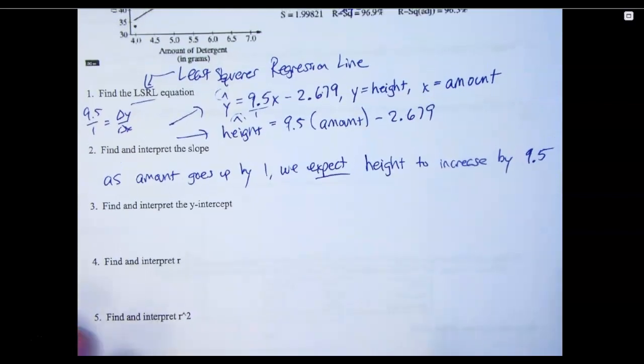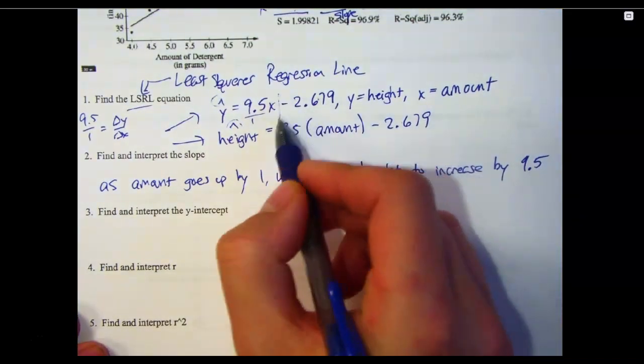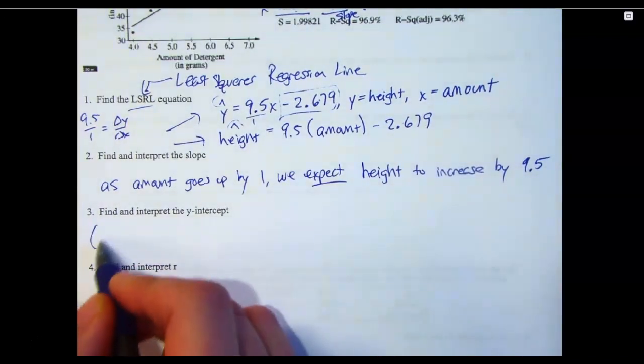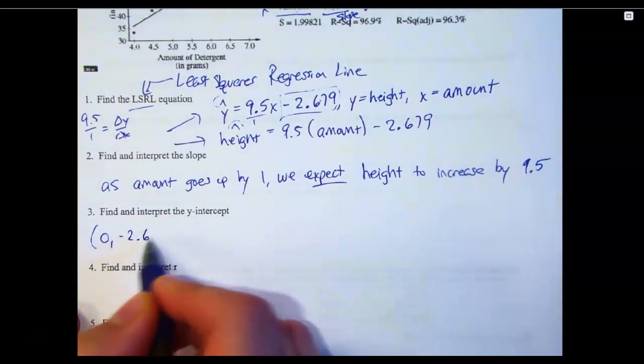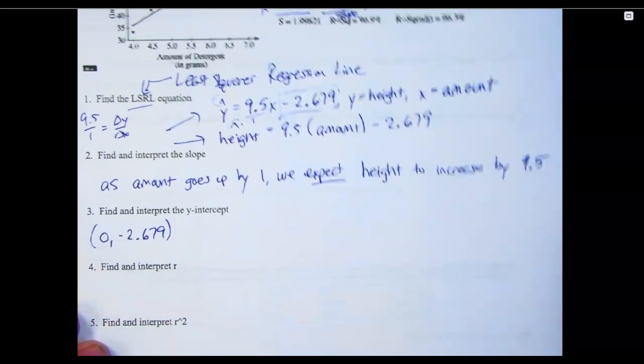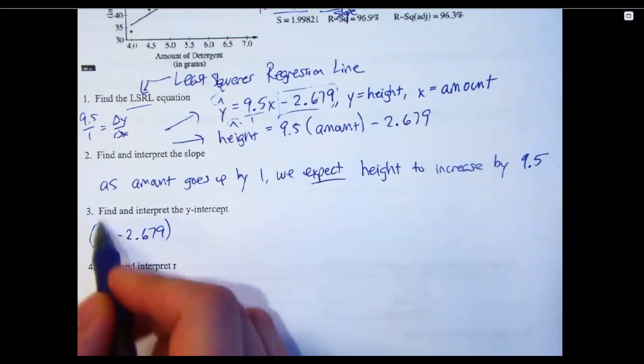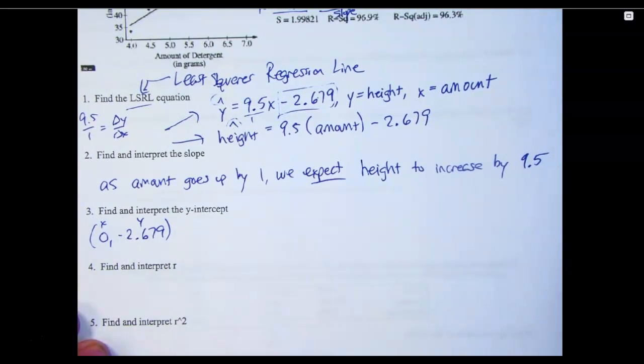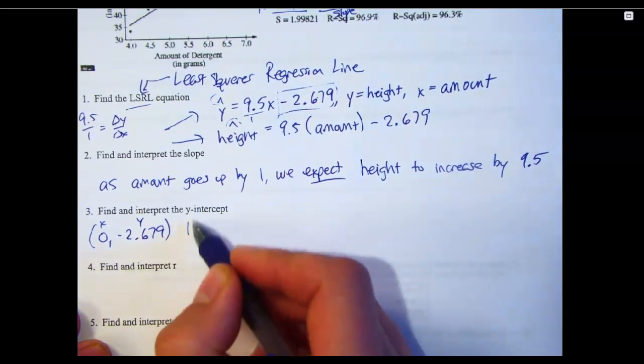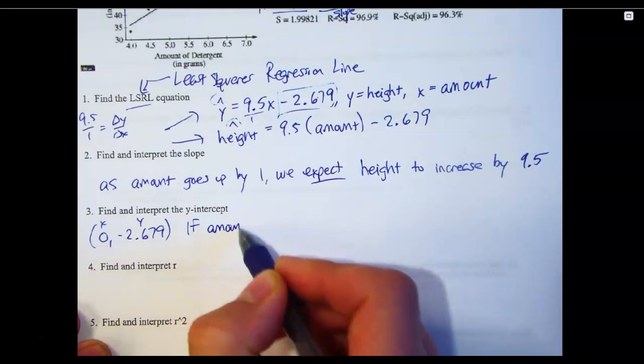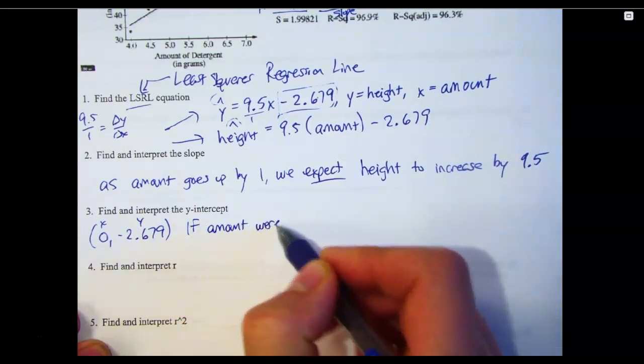Find and interpret the y-intercept. So the y-intercept is negative 2.679, or if you really think about what point that represents, it's 0, comma negative 2.679. That's like your x, comma your y. So we would say if amount were 0.